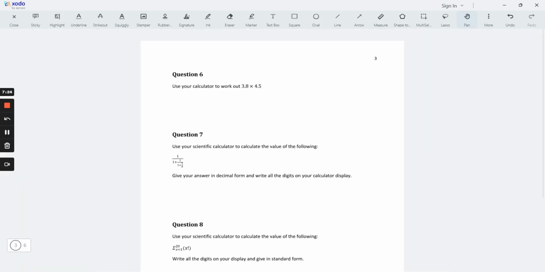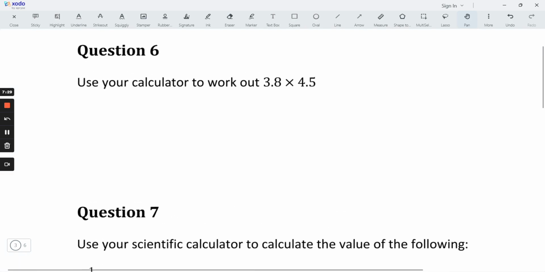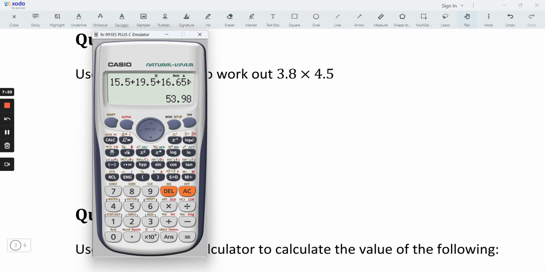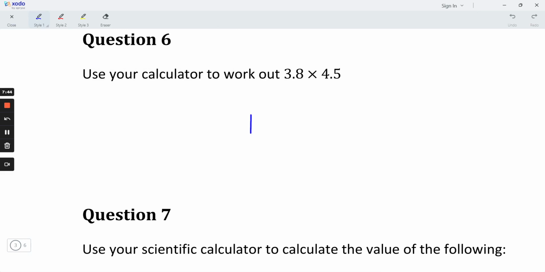This is question 5. Question 6 here. Use your calculator to work out 3.8 times 4.5. So here we can use our calculator. 3.8 times 4.5 equal to 17.1.